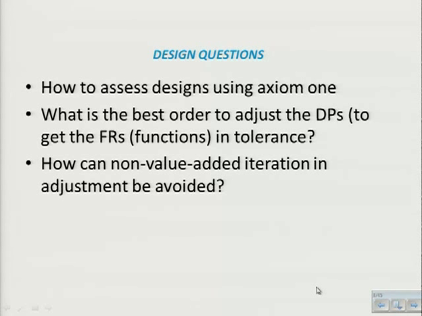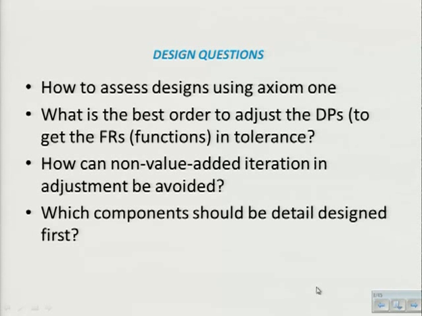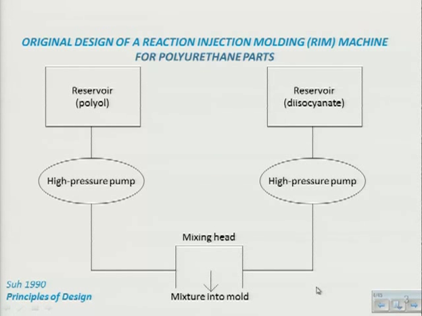So one of the things we would like to avoid in a lean kind of design procedure is non-value-added iterations. And so we'll see, and as I said, which components should be designed first. All right, let's take a look at a problem from Suh's 1990 book, Principles of Design.